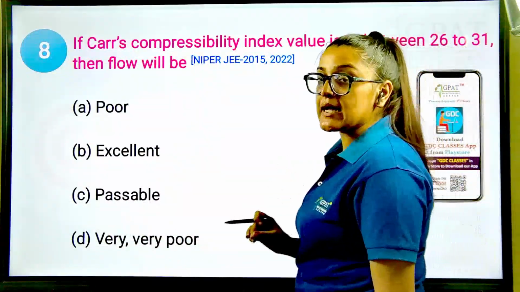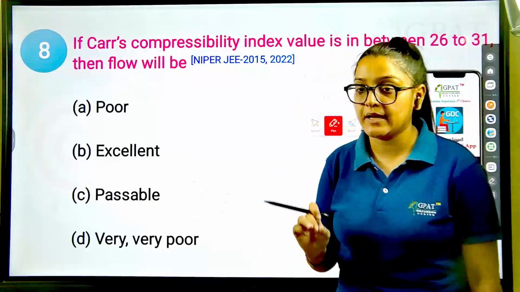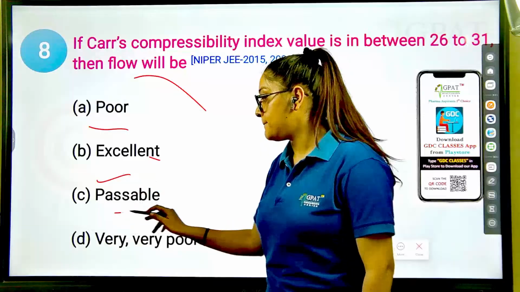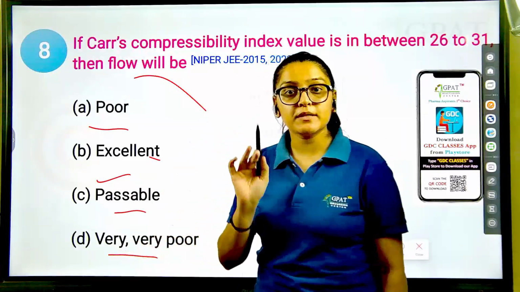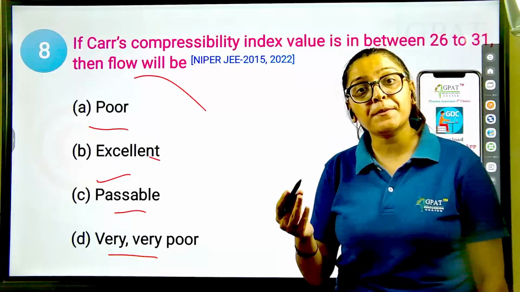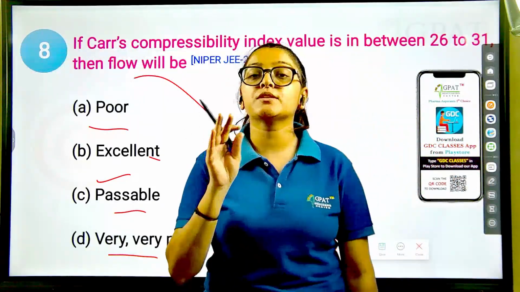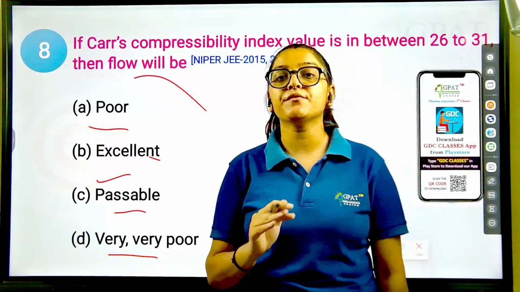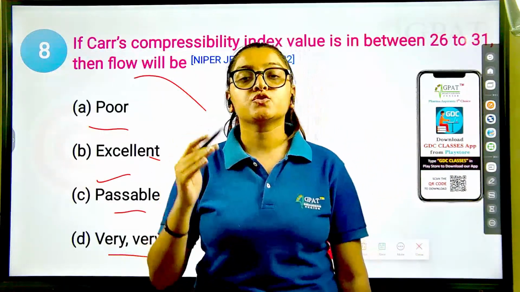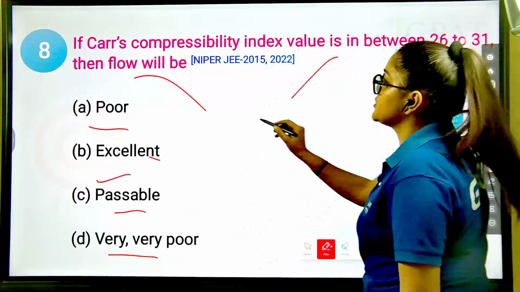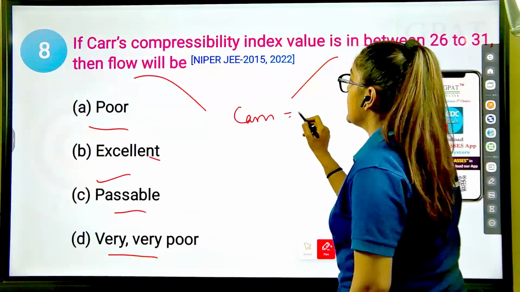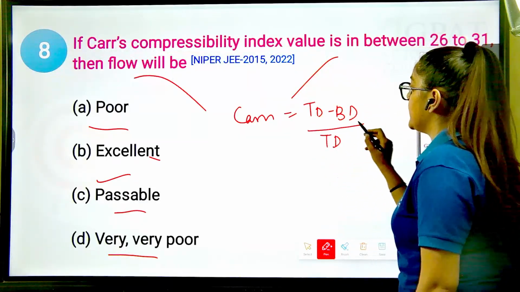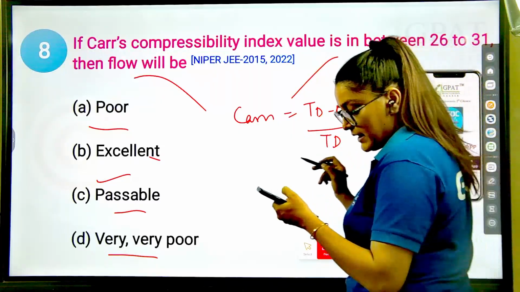question. If the Carr's index is between 26 to 31, what will be the type of the flow? Will it be poor, excellent, passable or very, very poor? You must remember that the flow properties can be evaluated using three methods. We have the Carr's index method, we have the Hausner ratio method, we have the angle of repose method. So we are talking about the Carr's index. The formula of the Carr's index was tap density minus bulk density upon tap density into 100. You must remember the table as well, right?